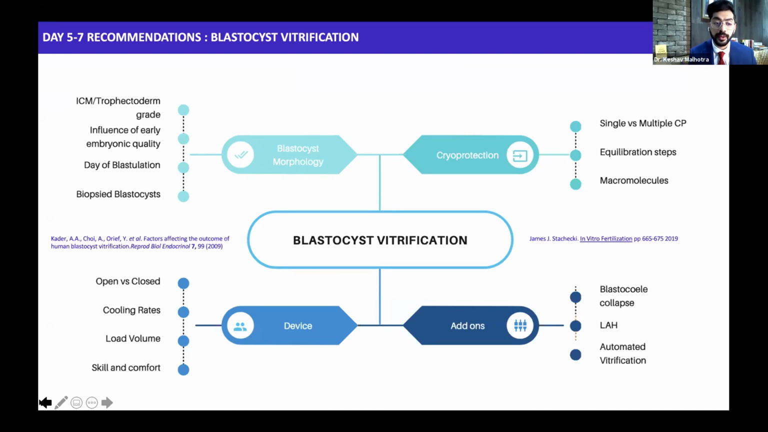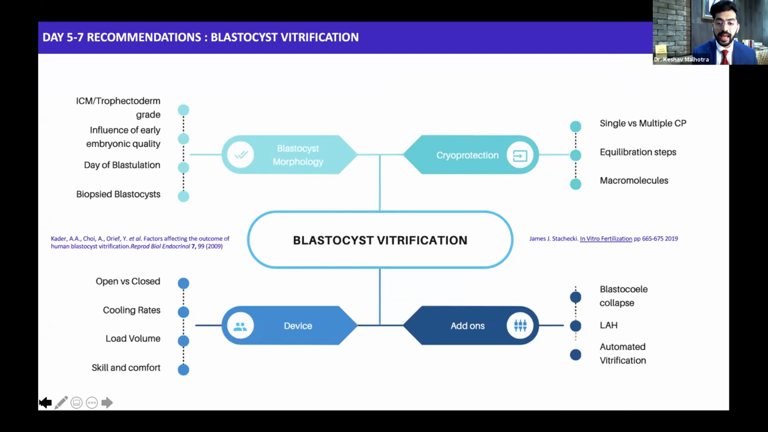Cooling rates are very, very important. Like I mentioned, open systems will give you better cooling rates, but it's also the load volume which determines the cooling rate. So whenever you're loading the blastocyst, try and take out all of that excess media, and that might also help you in standardizing your survival rates for blastocysts. And it's also the skill and comfort of the embryologist. Now, if I, as an embryologist, am not comfortable with a certain device, I might not get the same kind of survival rates with that particular device. So that's also something which I feel is very, very important.